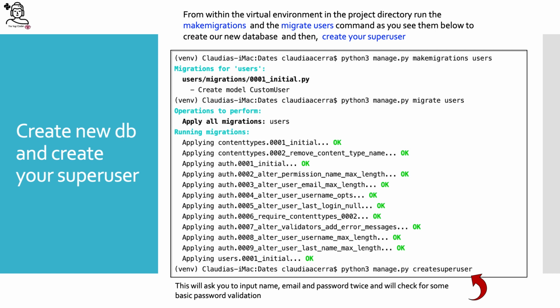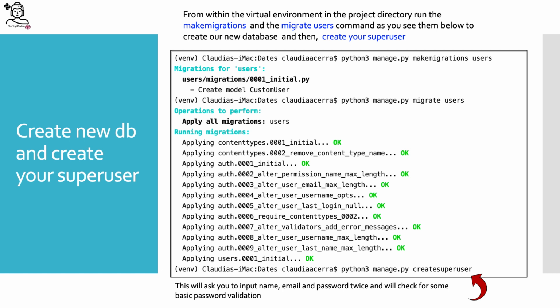So from within our virtual environment, we want to run makemigrations first. So python3, if you're on Mac or Linux, I believe would work the same way. On Windows, it should just be python manage.py makemigrations users. See, in my case, it says create model CustomUser, which is exactly what we needed. Then we'll do our manage.py migrate users, and we're applying all migrations, and you see what it does in terms of all the authentication type settings here.